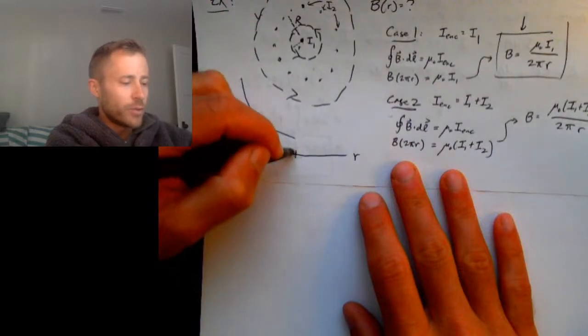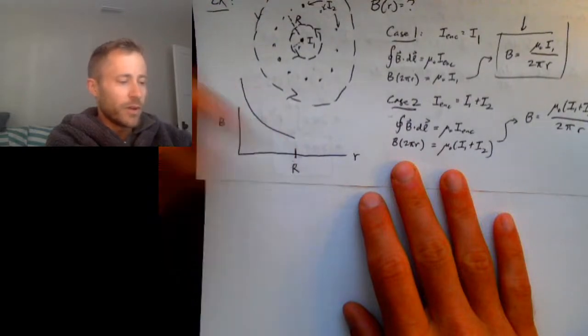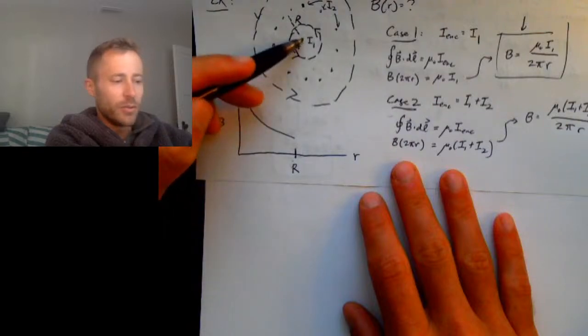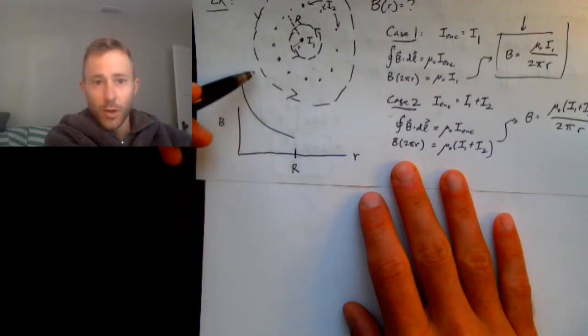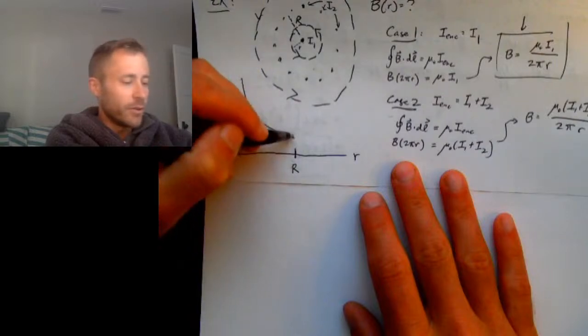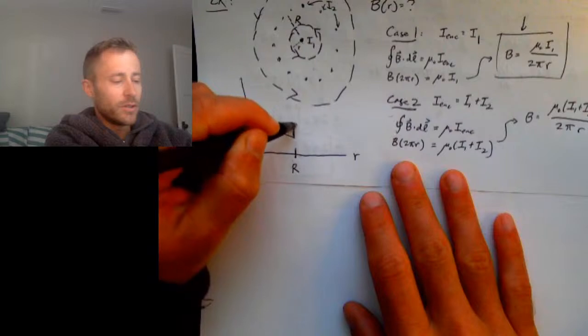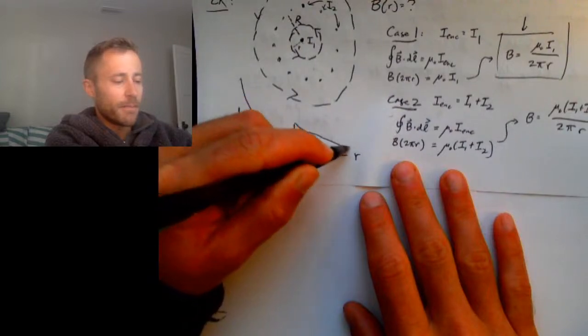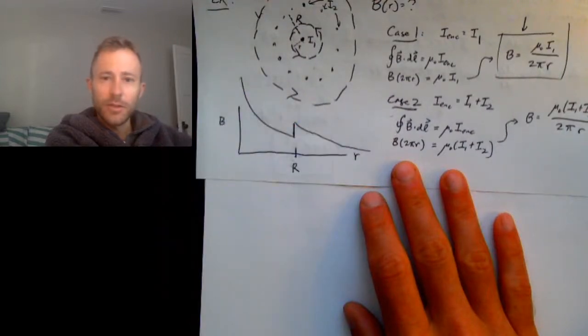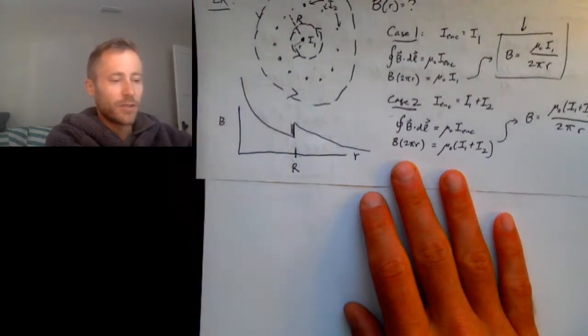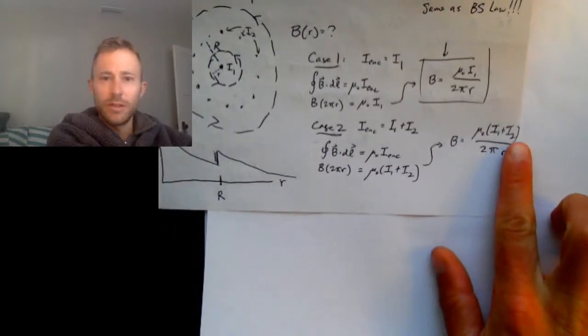And then once we hit little r equals big R, then the Amperian loop now starts to enclose more current. So we're going to get a little bump in the magnetic field, and then it will continue to drop. So it's going to kind of look like that. So this bump is caused by the fact that we are enclosing the additional current. Okay? So we're going to do one more example.